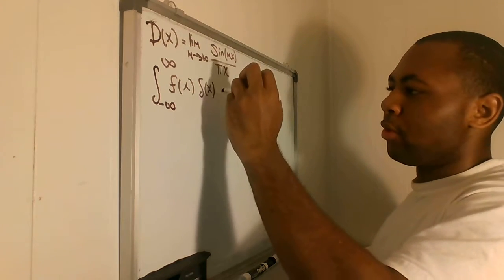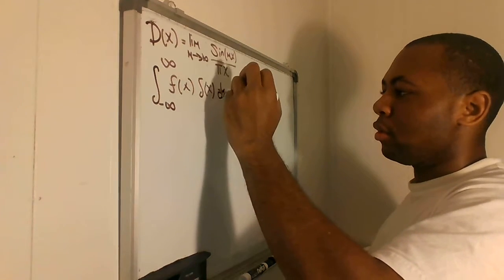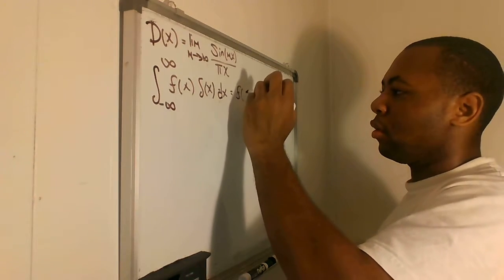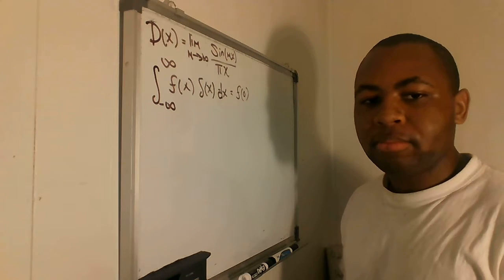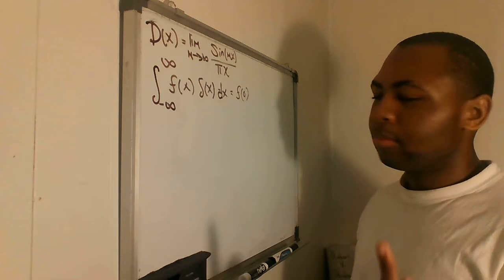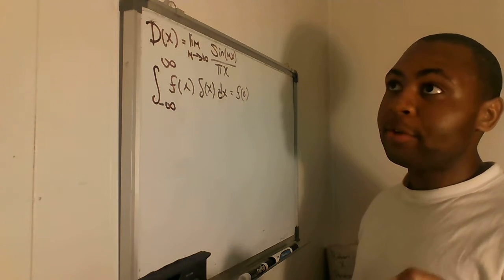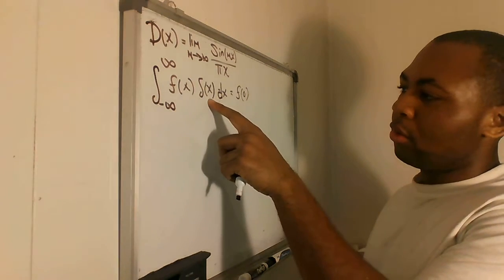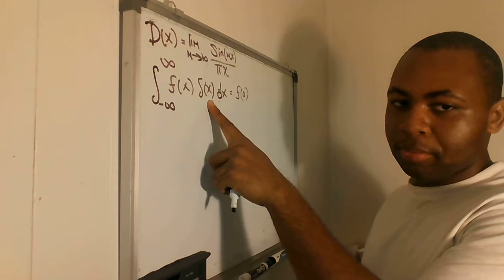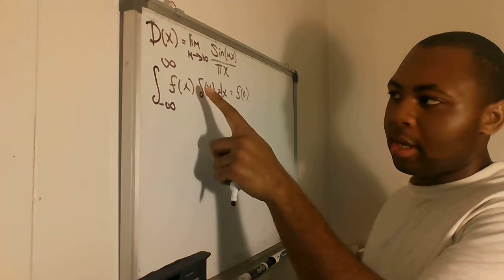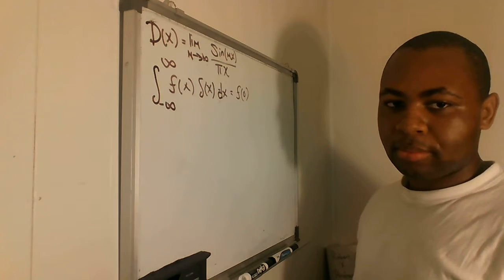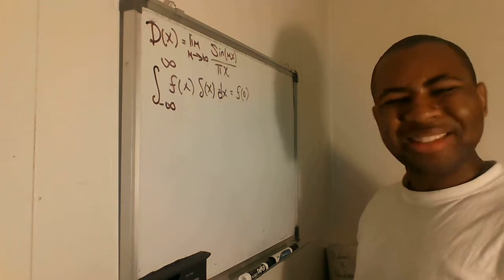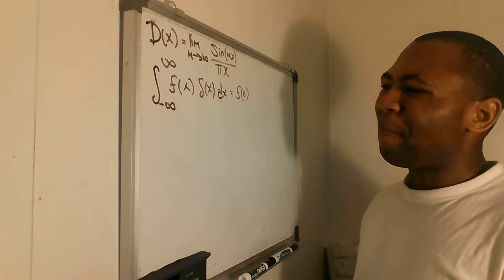This is a general Dirac delta. It just picks out an individual point where the function, or where the Dirac delta, is 0, and it just makes that function, you know, that point. That's a dumb way of putting it.